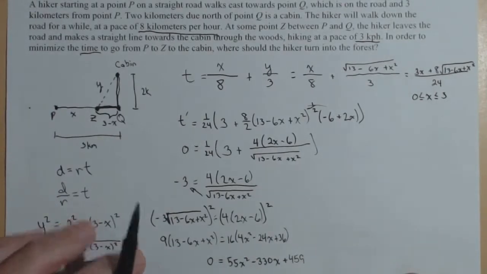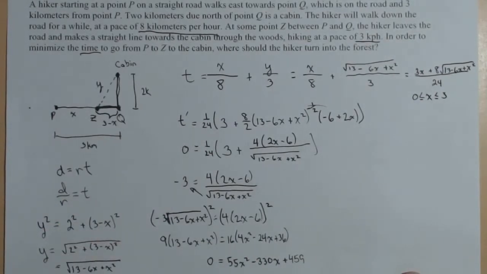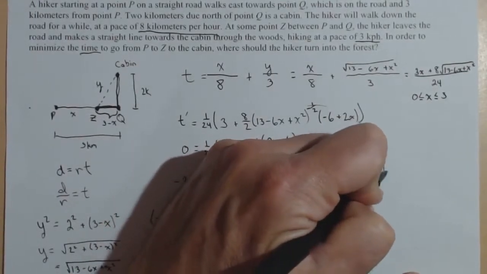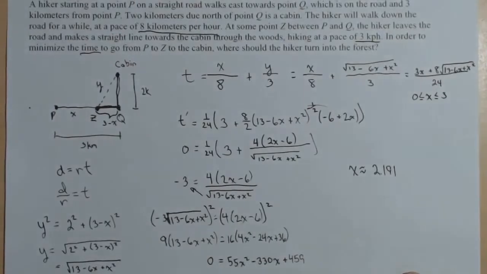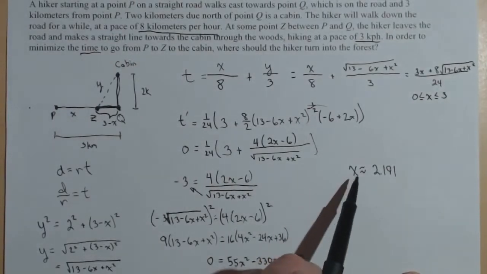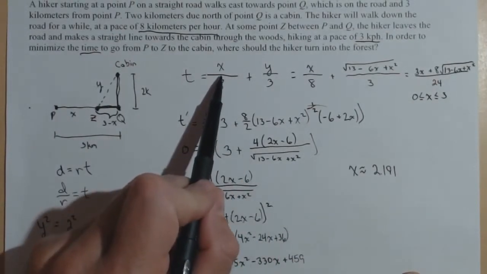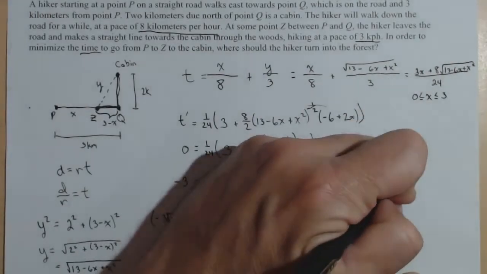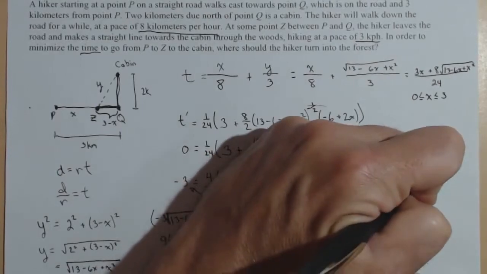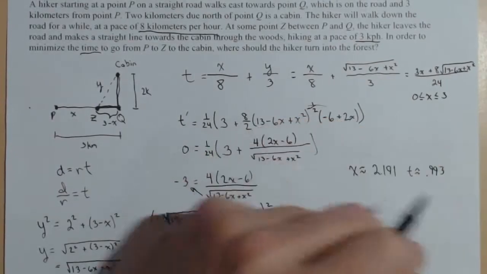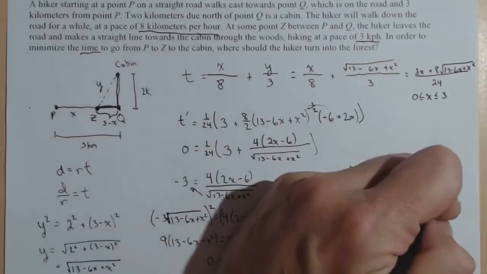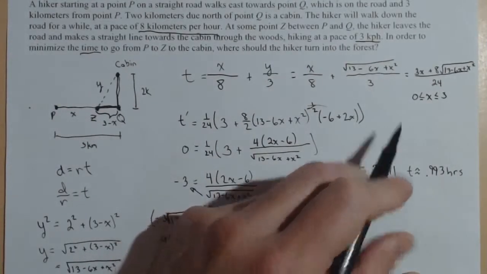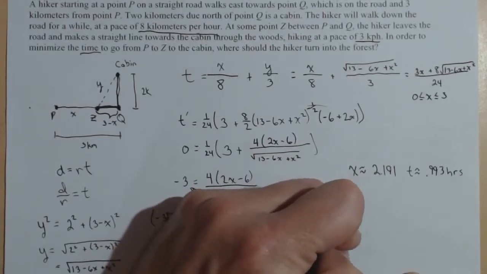All right, and in solving this with the quadratic formula, I get x is, as a decimal, roughly about 2.191. Now if I plug that into my original function, actually we'd probably plug it in here, I get that t is about 0.993, and the units, because our rates are in kilometers per hour, are 0.993 hours. Now I also have to check my endpoints.